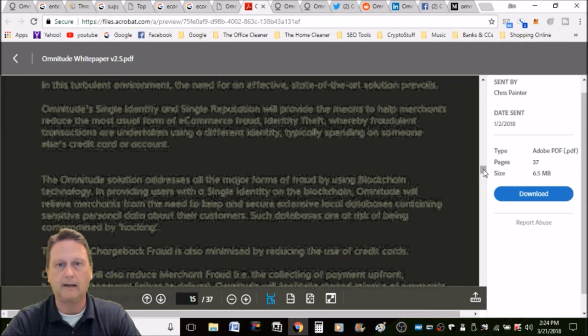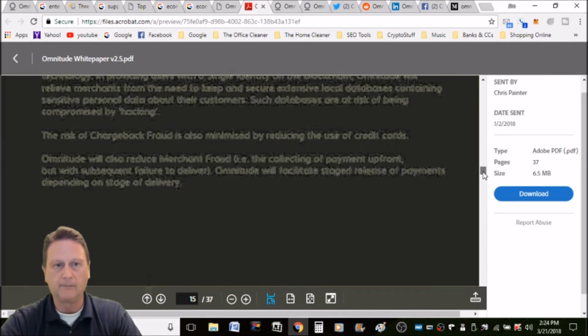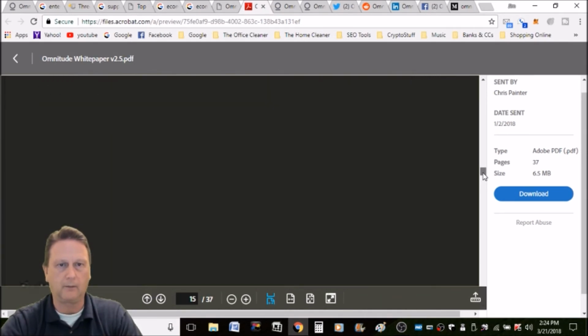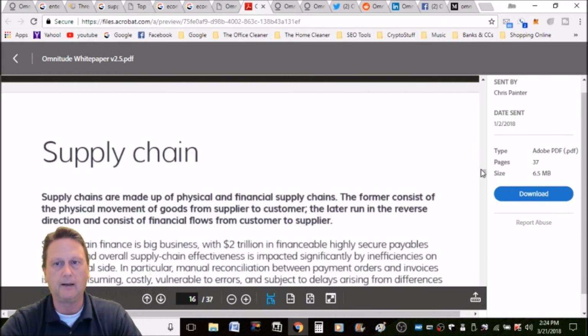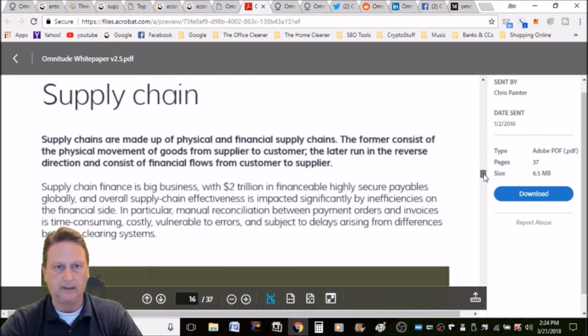So single identity: once they know who you are, nobody else will be able to impersonate you. It won't be possible with the blockchain. So that's good. And again, read all of it, go through it and understand it, because it is important. Supply chain as well.